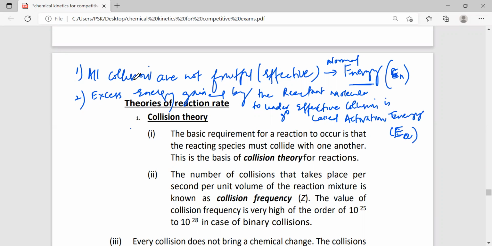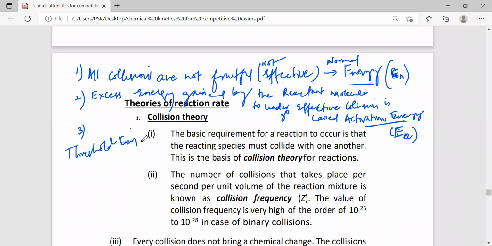Now, what's the statement? First, I told you all collisions are not fruitful. All collisions are not effective because the energy associated with those molecules is less. They are called normal energy. If a molecule has to undergo an effective collision and the products have to be formed, they have to gain a little excess energy. That excess energy the molecules gain is called activation energy, otherwise called energy of activation. The third point is threshold energy.